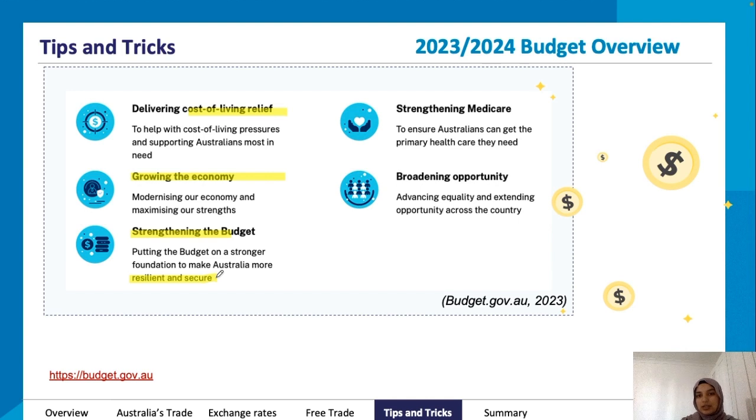Strengthening Medicare, so to ensure Australians can get the primary health care that they need. Right? So, Medicare, the health system, is something that Australia really wants to focus on improving, and making sure that all Australians have access to medical care. And finally, broadening opportunity. So, advancing equality and extending opportunity across the country. There we go. So those are some of the things that the budget has tried to focus on and improve and spent a bit of money on.